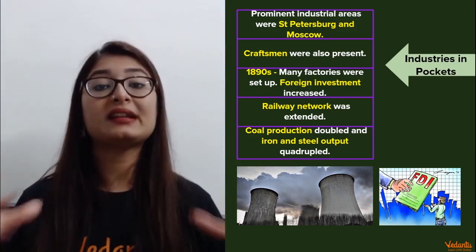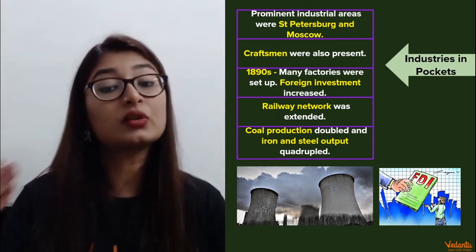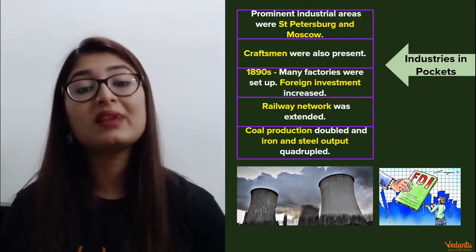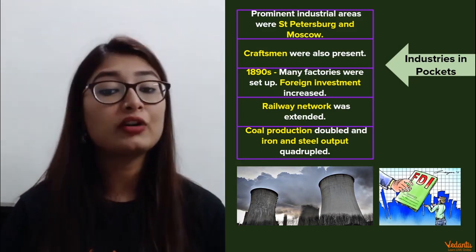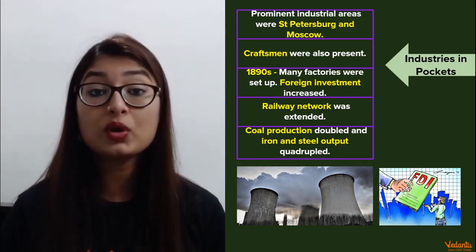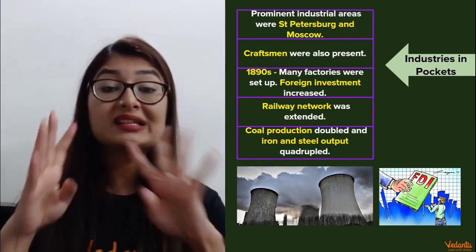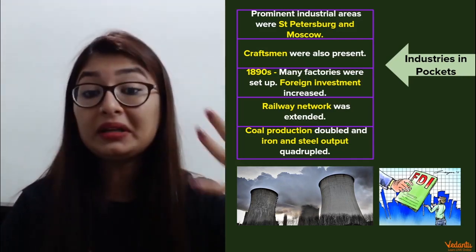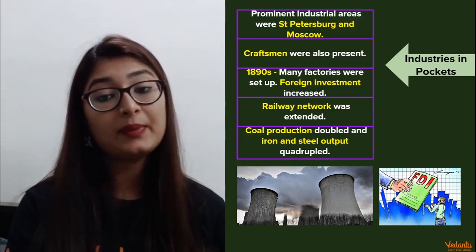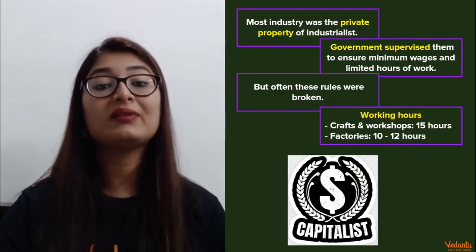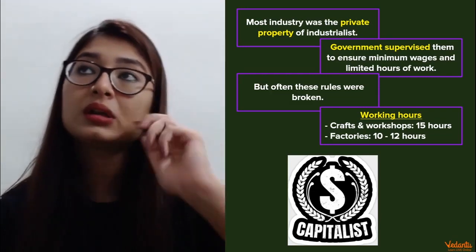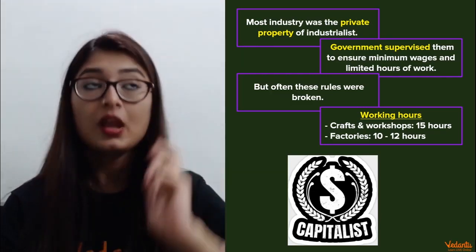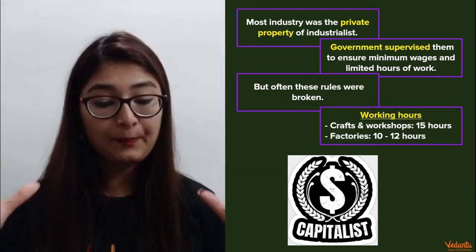That led to the setup of industrialization and its growth, and even foreign investment started increasing. The production of coal doubled, and that of iron and steel output quadrupled. It increased by 4 times, and all of this was happening because all of a sudden railway was introduced to the people.